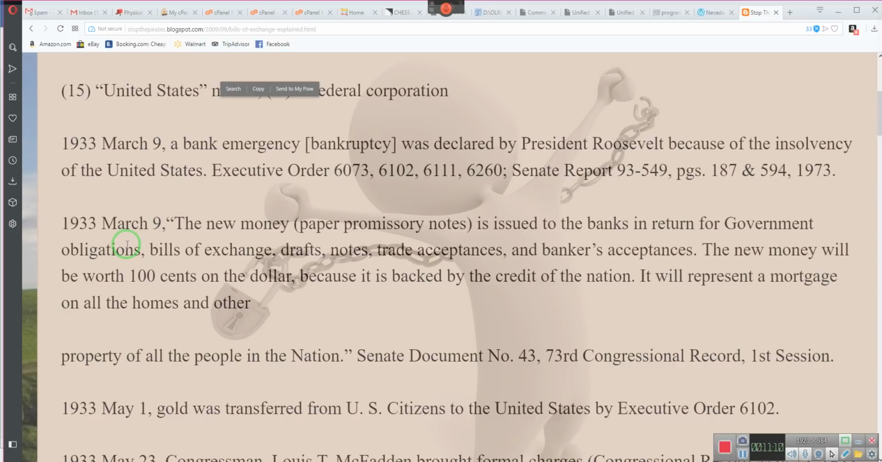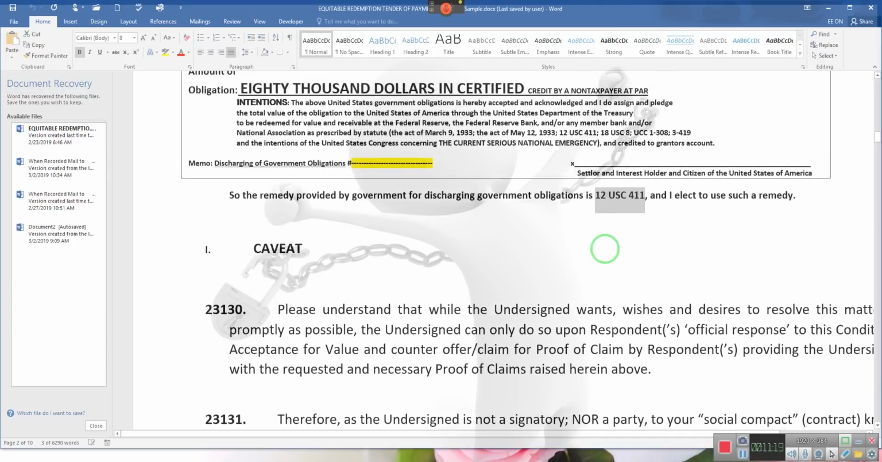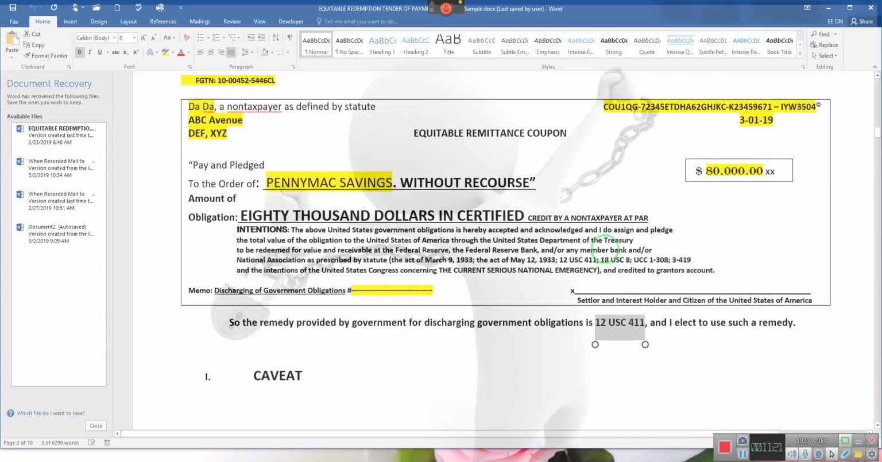So guess what we're doing? We're issuing the new money. What's the new money? Hold on a second. I'm going to show you, okay, buddy? There's the new money. There's a letter of credit. See? Equitable remittance coupon. Credit by a non-taxpayer at par. Excuse me? Credit by a non-taxpayer at par. $80,000 in certified credit by a non-taxpayer at par. And we pledge or pay it to the order of, without recourse.